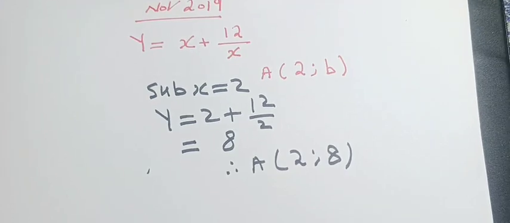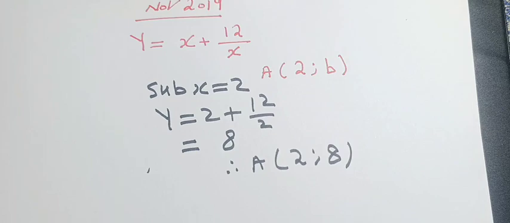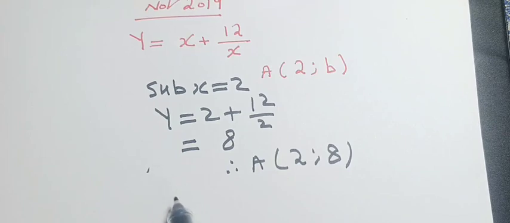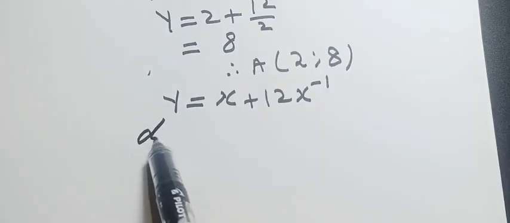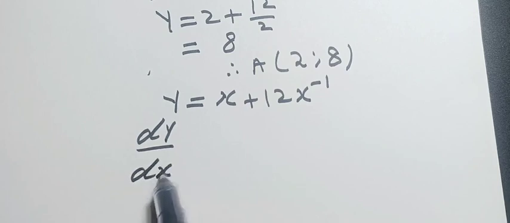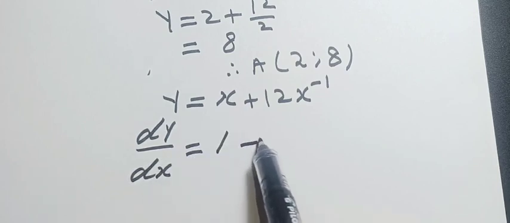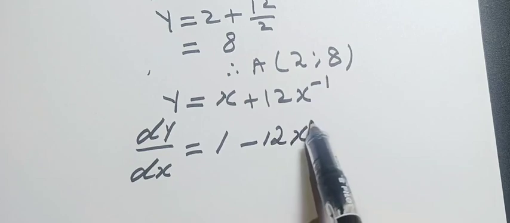Now we need to find the derivative of the curve equation, to find the slope of the tangent, the gradient of the tangent at point A. So obviously I'm going to differentiate with respect to x. First I have to rearrange: y is equal to x plus 12x negative 1. Must remember the x I pull up becomes x negative 1. Now dy over dx, differentiating with respect to x, is 1 minus 12x negative 2.